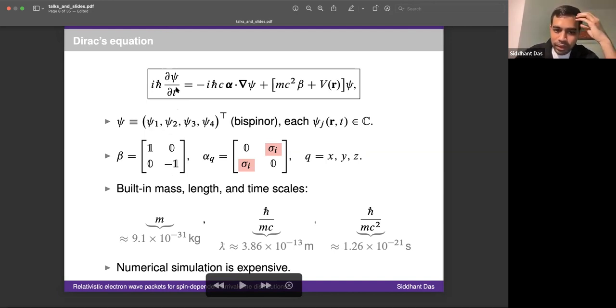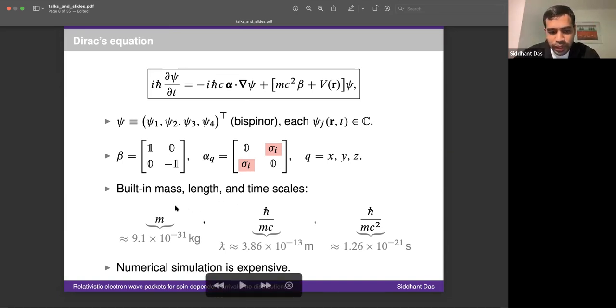This is an equation for a 4-component object called a bispinor. So it's actually a system of 4 coupled equations. And these alpha, beta here are 4x4 matrices that I've written down here. Of course, there are other choices of these matrices, but this is the so-called standard representation. This is also the representation in which the non-relativistic limit is best seen, in my view.